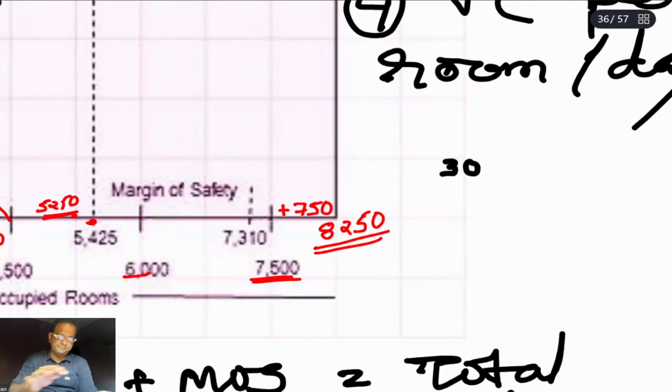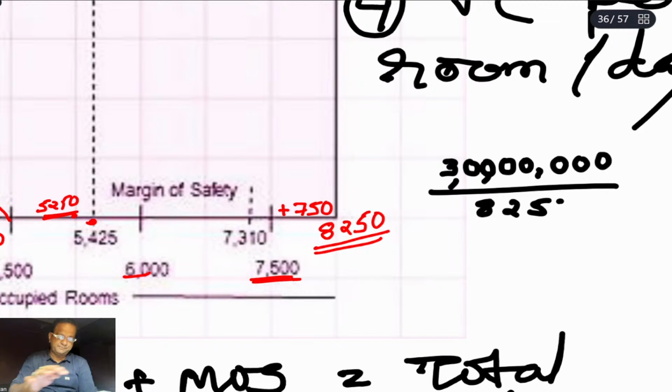So 30 million, it's 3 crore rupees, divided by 8250. Please tell me the amount. Divided by 8250. So it's 3636. Now the revised revenue is 3636.